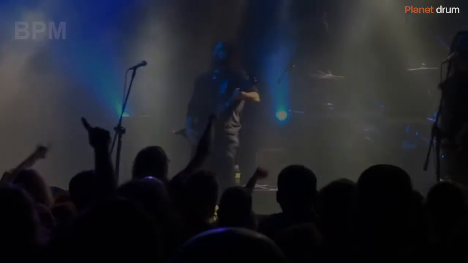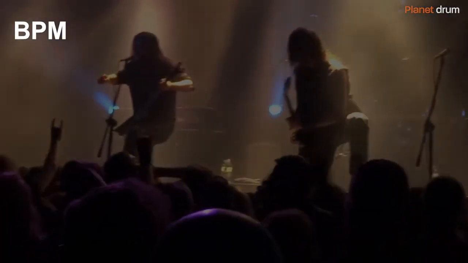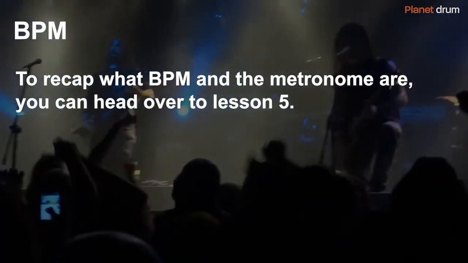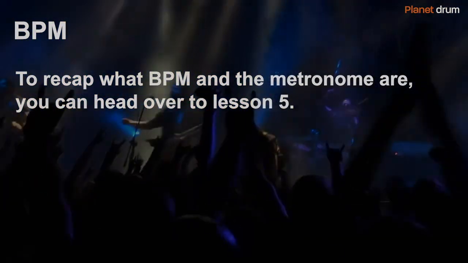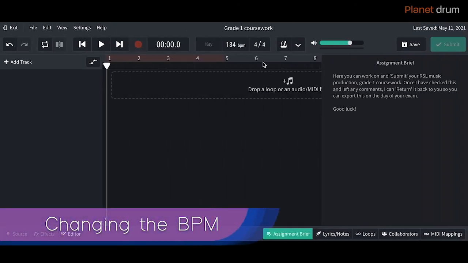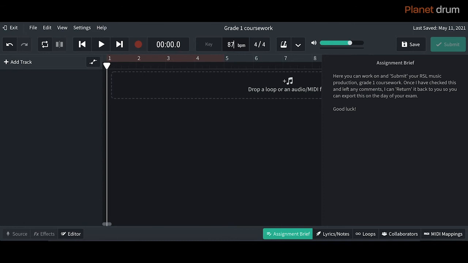Before we start, we will need to change the BPM of the project. To recap what BPM and the metronome is, you can head over to Lesson 5. To do this, we are going to head over to our transport bar in BandLab, click on the BPM and retype 87 and hit Enter. Now we are ready to begin.